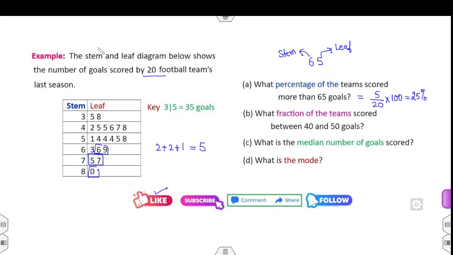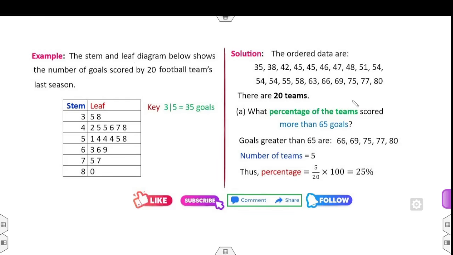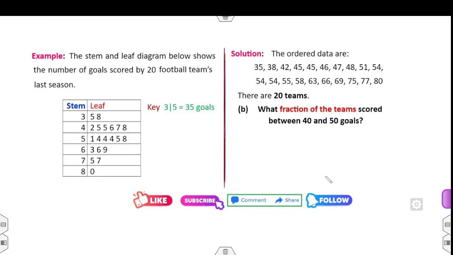Second way, you can write the information firstly like 35, 38, then 42, 45 and so on. So you can write the data in the ascending order and then you can easily find the number of goals more than 65. So clearly say there are 5 pieces of information. Therefore, the percentage is 5 over 20 multiplied by 100.